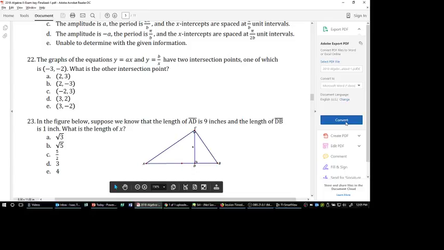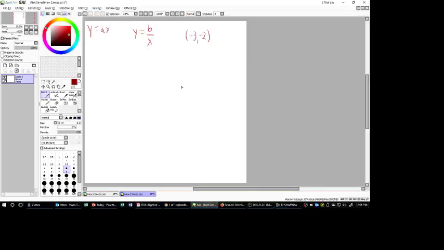Question 22 says y equals a times x and y also equals b over x, and apparently they're going to intersect at two different points. One of them is given to us, -3, -2. It's our job to figure out what the other intersection point is going to be. Okay, so here's my two equations, and here's the point that they're telling me that it does go through.